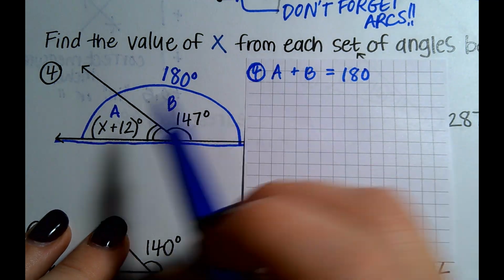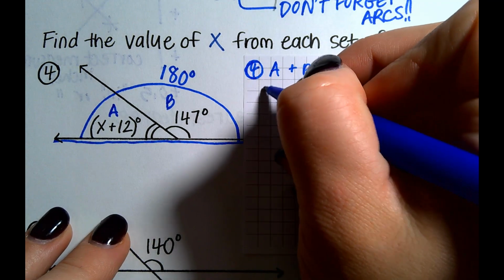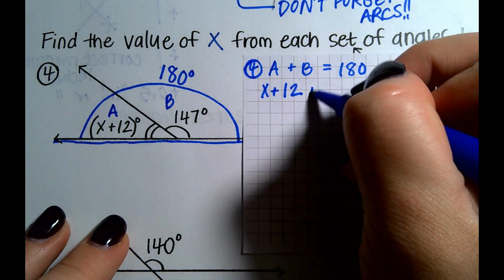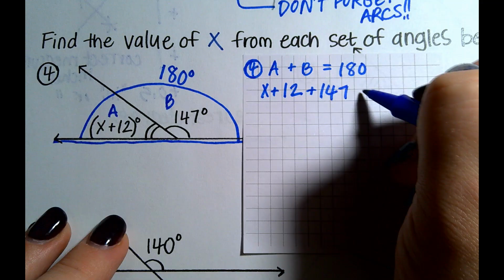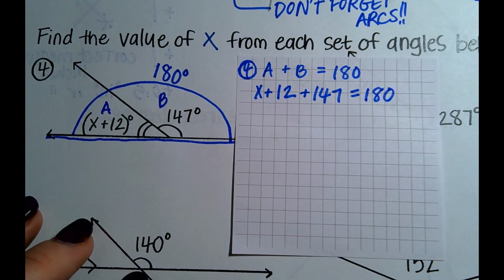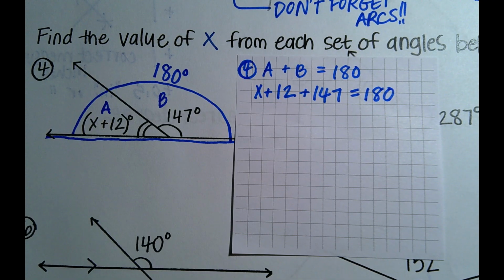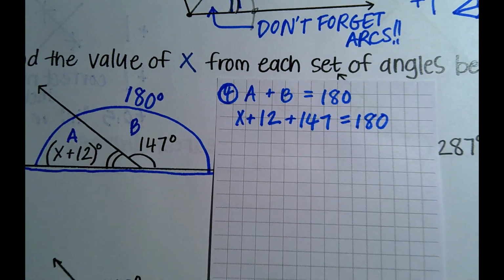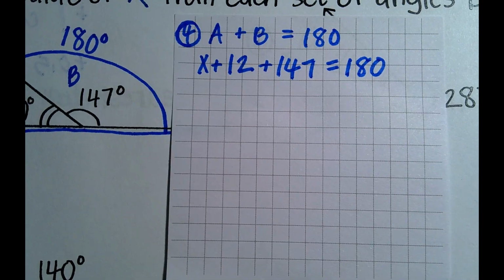So I can just write x plus 12 instead of A, and 147 instead of B, and set that equal to 180. So I have an equation written. x plus 12 plus 147 equals 180. What should I do first in this equation?